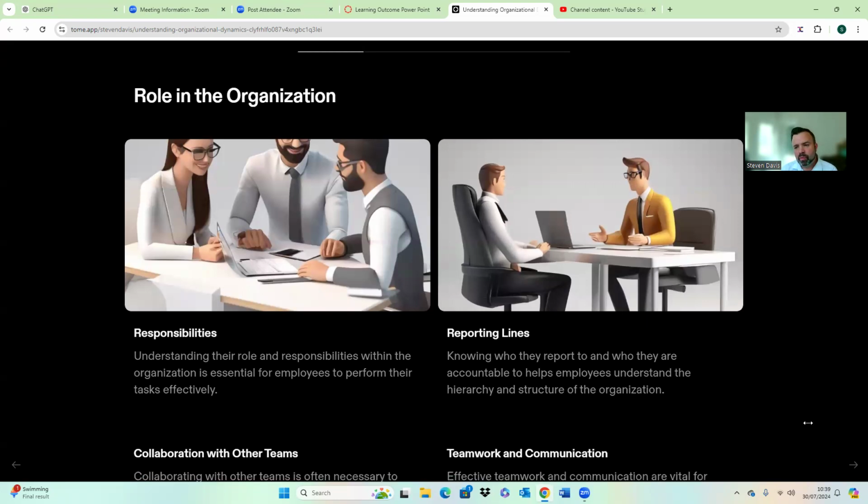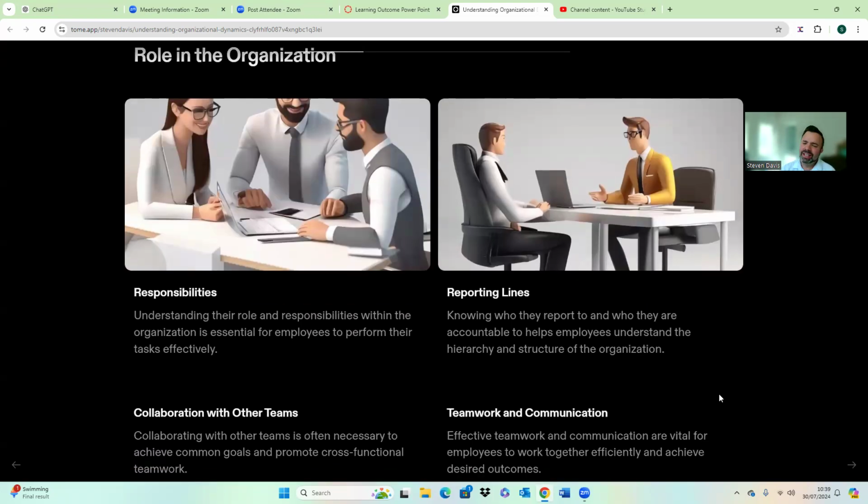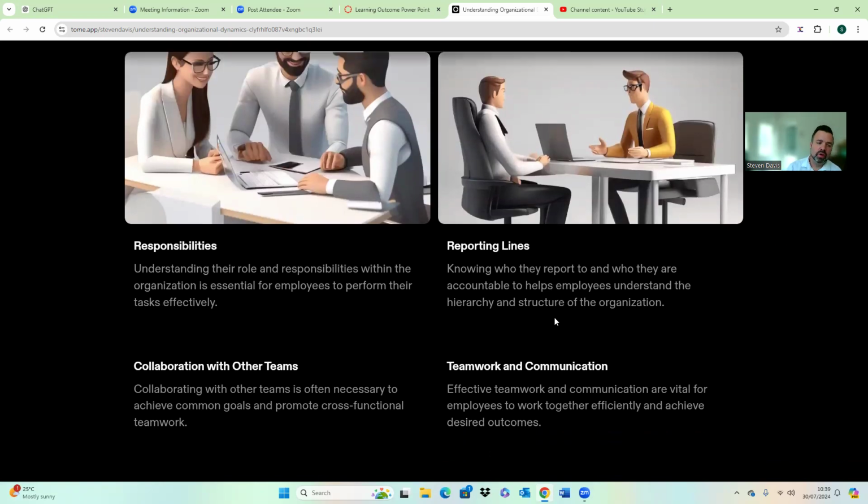Once we've got all that information, we need to think about how this all fits together. How does this now fit within my organization? First of all, what are my responsibilities? I need to understand my roles and responsibilities, and the organization's roles and responsibilities. And ultimately, it's essential that I understand everyone else's.